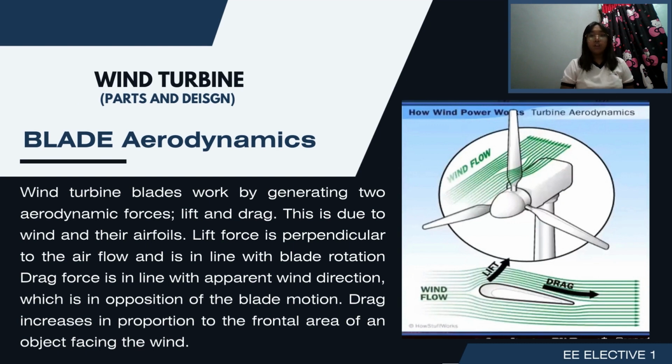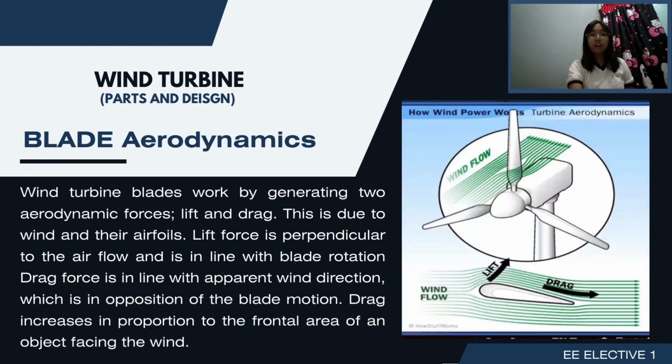So what does it mean? Wind turbine can generate two kinds of aerodynamic forces, which is lift and drag forces. These two kinds of forces generate due to the wind and its airfoils. So the direction of the lift force is perpendicular to the airflow and in line with the blade rotation, while the drag force is in line with the wind direction, or simply means it is parallel. So, what is the effect of these two forces? Ang lift force ay nagdudulot upang mag-rotate ang blade ng wind turbine at ang drag force naman ay siya yung kumokontra sa pag-ikot ng blade.